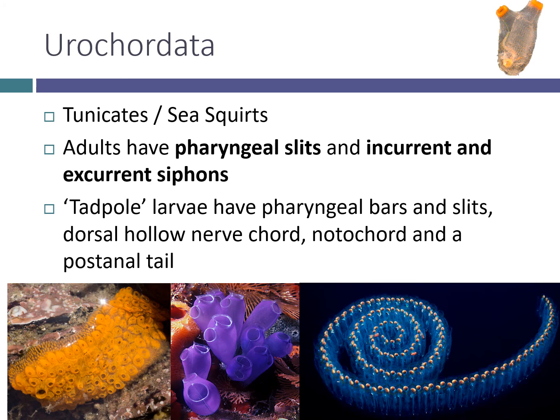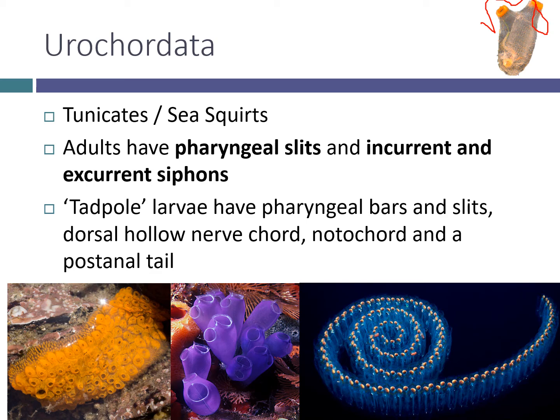The urochordates, these are going to be things like your tunicates or the sea squirts. What makes them interesting is their adults have pharyngeal slits and incurrent and excurrent siphons. I got some nice videos of these things going on as well. But that's what's going on there.